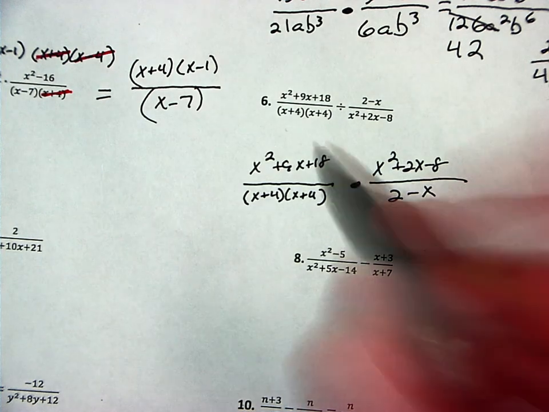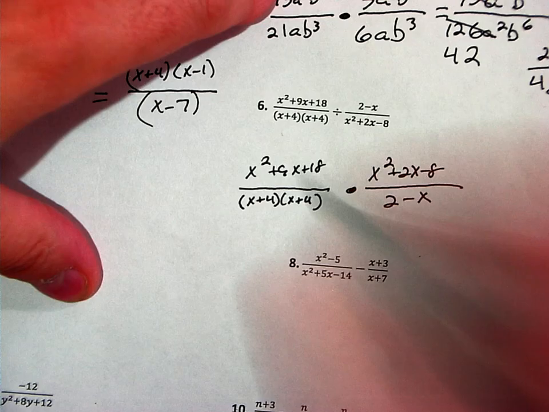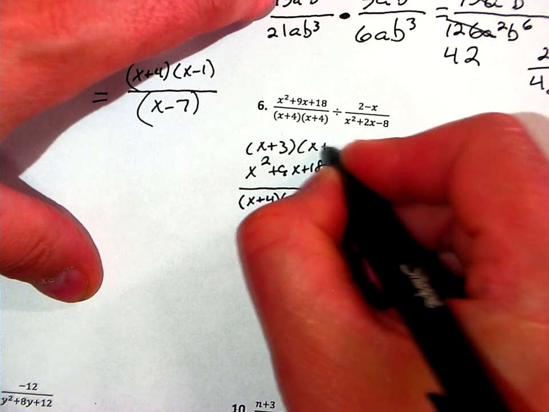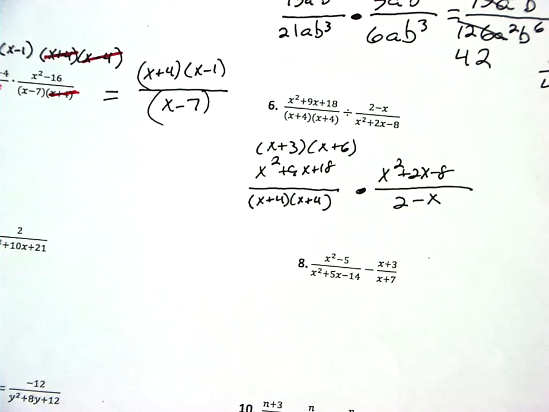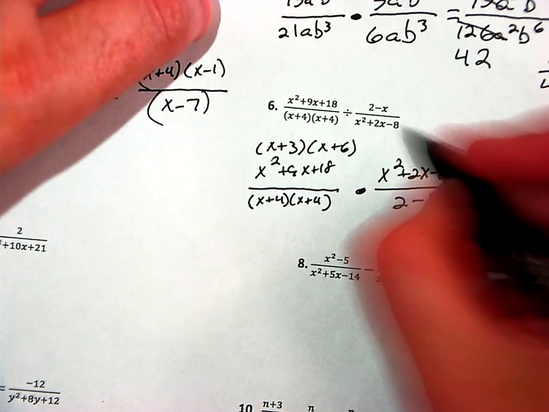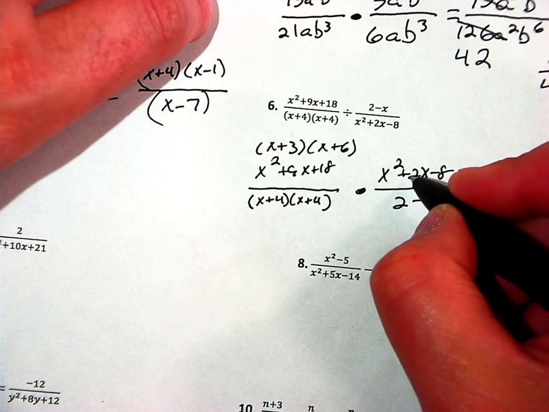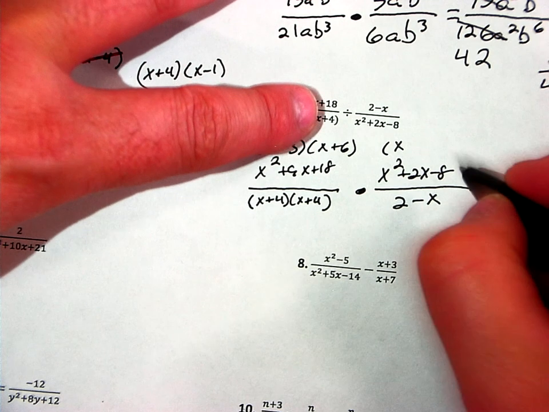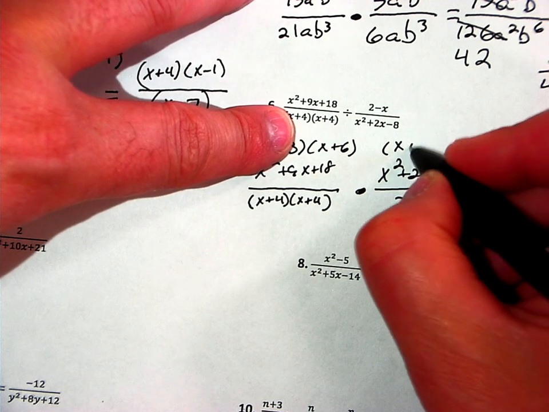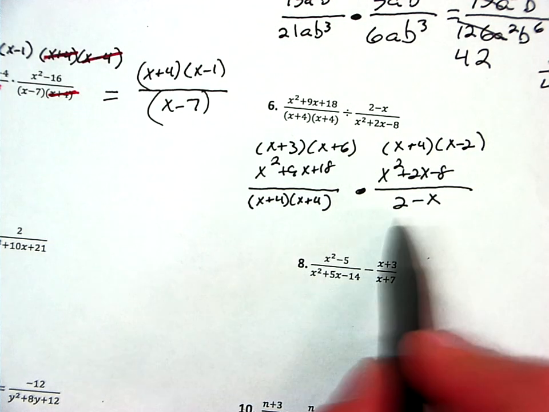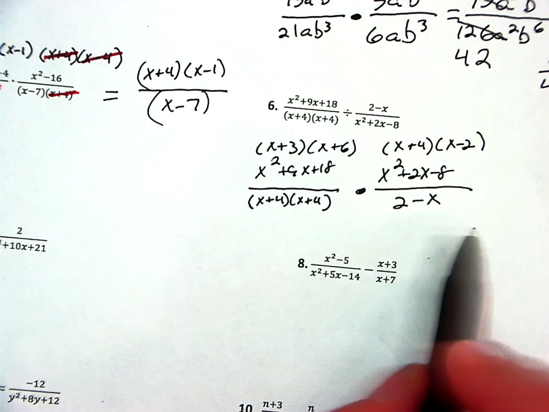All right, from here, are there factors of 18 that equal 9? x plus 3, x plus 6. Are there factors of negative 8 that equal 2? 2 and 4, yes. So signs are different. The bigger one's positive. So x plus 4 and x minus 2. This is where the book hates us and tries to make our life miserable.